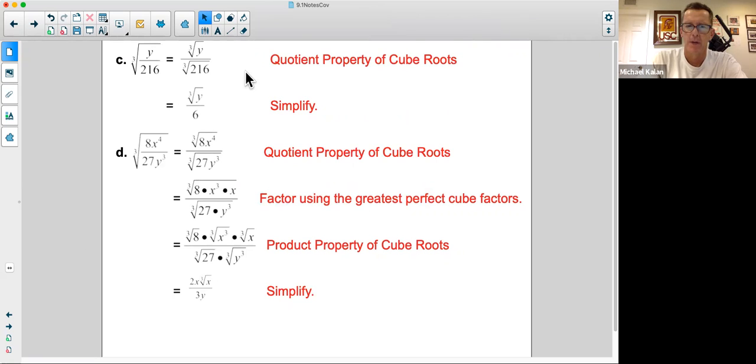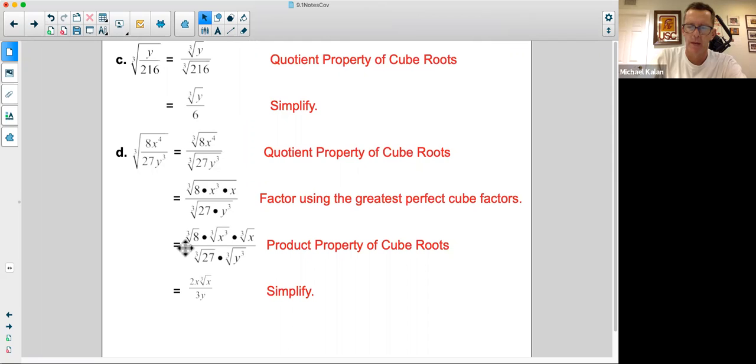All right. Here's some more examples. Here we want to split this, right? Can't take the cube root of just y to the first, but we can take the cube root of 216. It's 6, okay? On this one, split it. 8 and 27 are both perfect cube numbers, so we're going to be able to work with those. x to the 4th, we can't do completely, but we can make it x to the 3rd times x, and then take the cube root of x to the 3rd. And y to the 3rd, we can take.